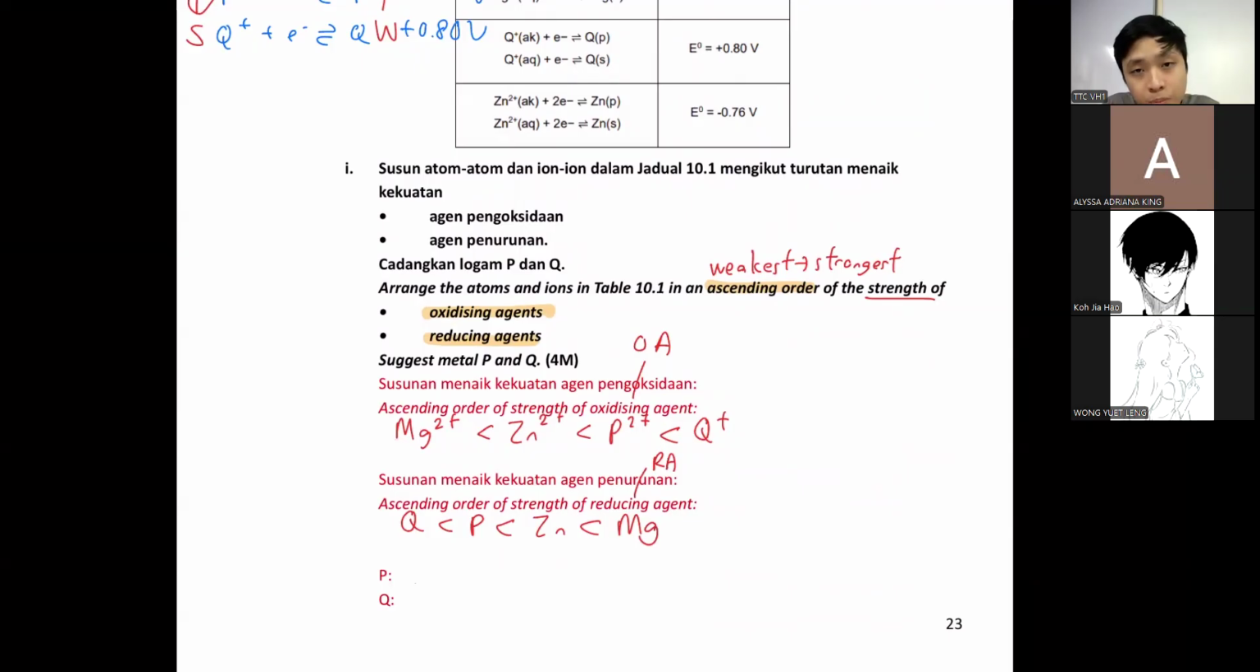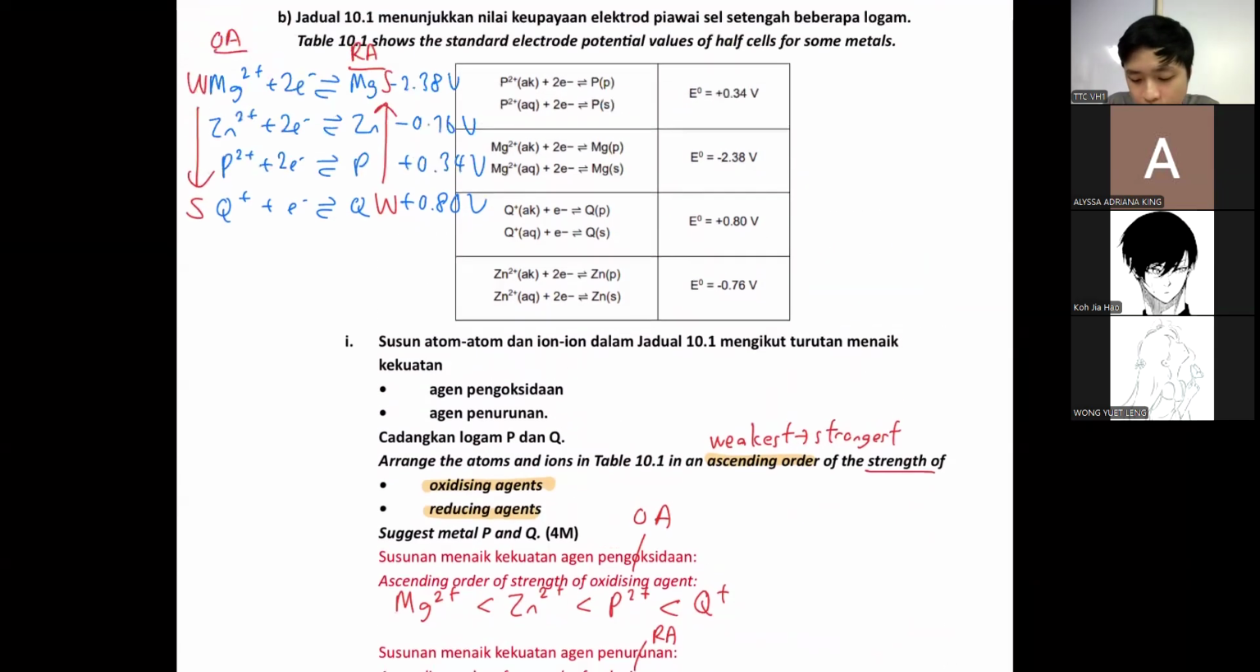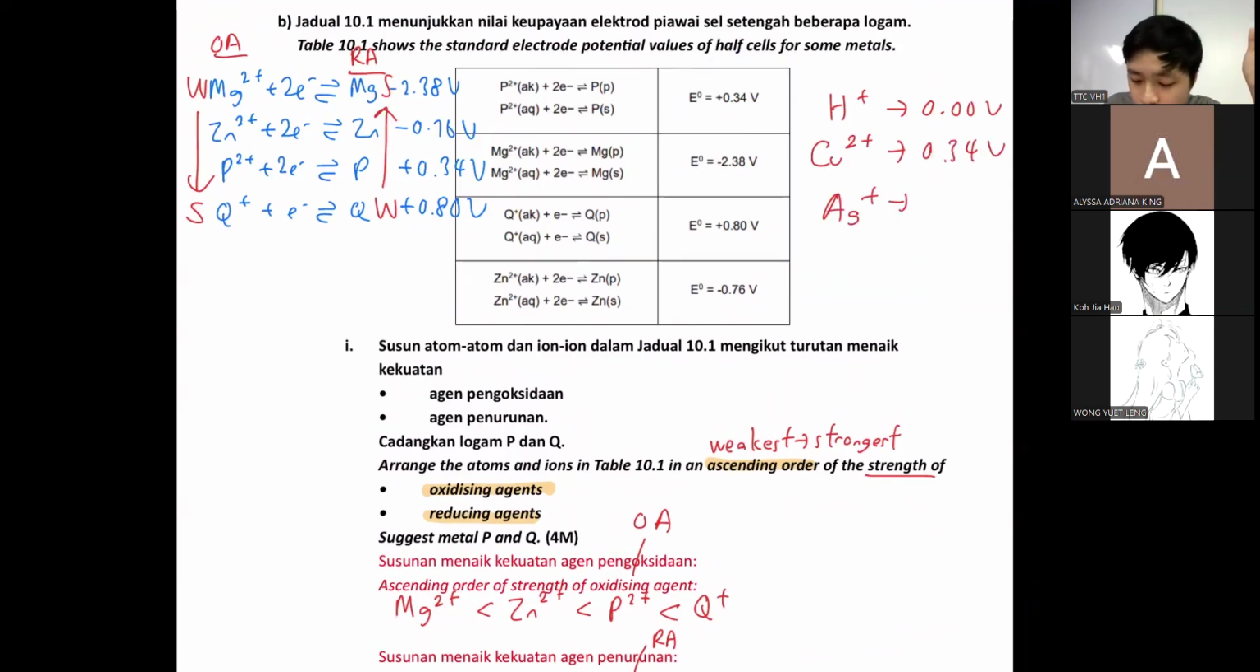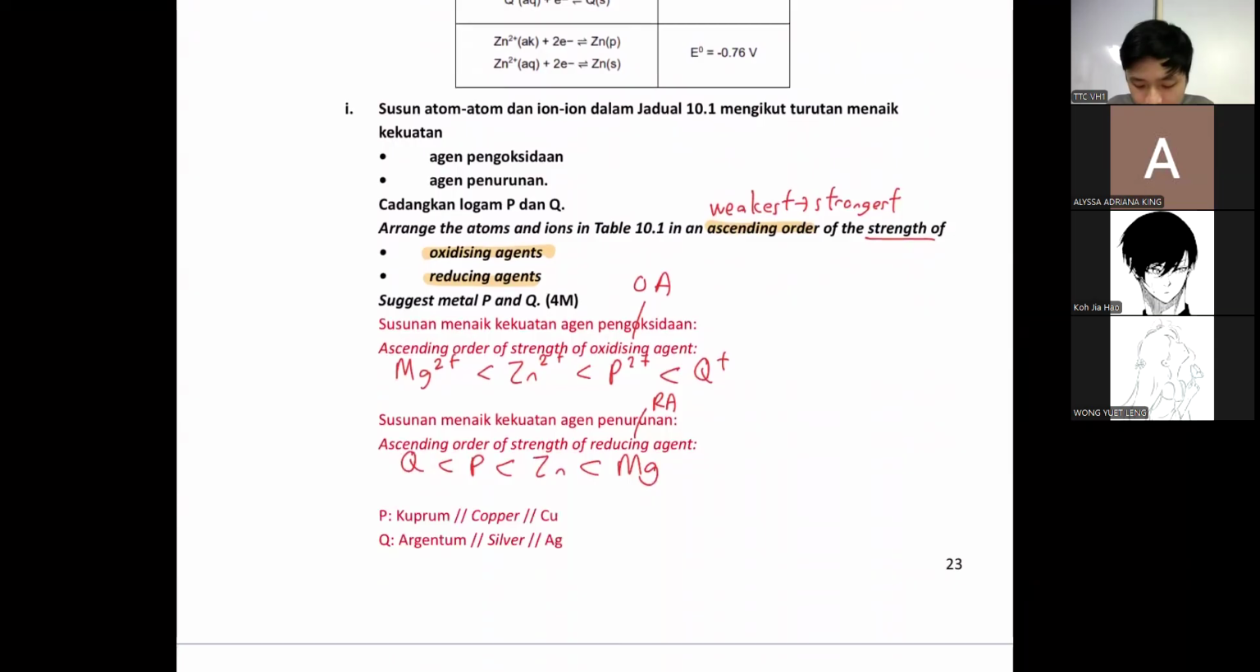Suggest metals P and Q. If you see the E naught value positive, only two are positive, because H+ is 0.00. At the bottom there are only two, the Cu one and the Ag one. The Cu one is 0.34 volts. The silver one is positive 0.8 volts. So the answer is copper and silver. P is copper, Q is silver.